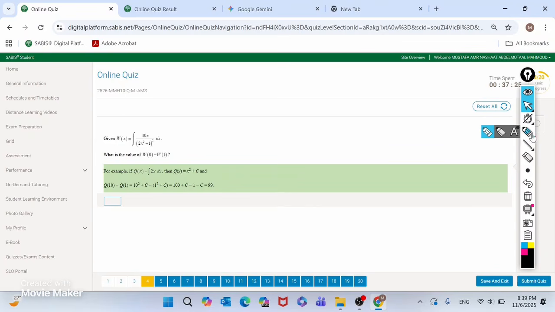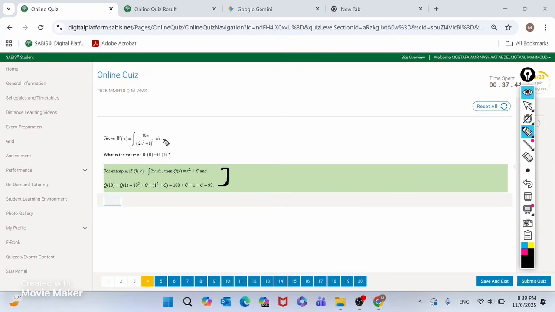Okay guys, this question is really hard. You can't put it on your calculator. You have to solve the integral manually. And here in the green, they just gave you the steps on how you're going to solve it. So that's what you're going to do.